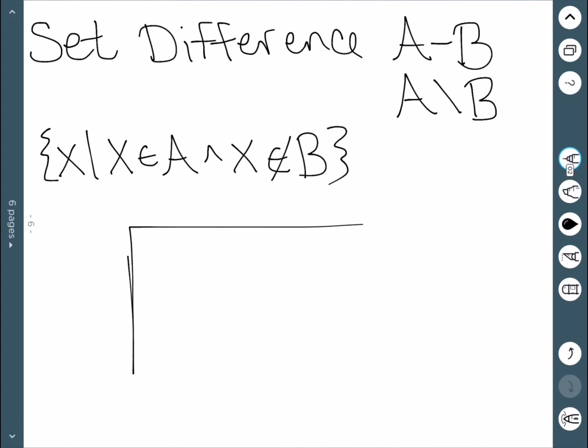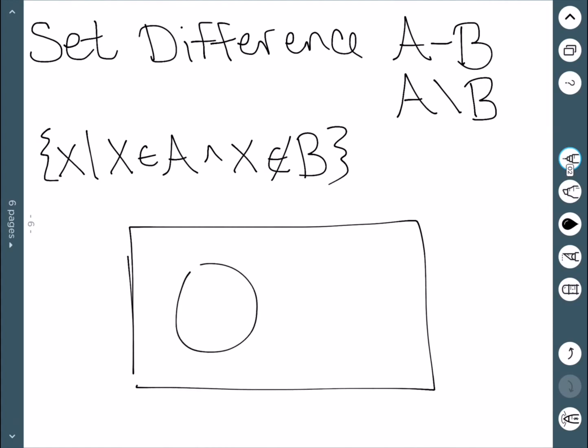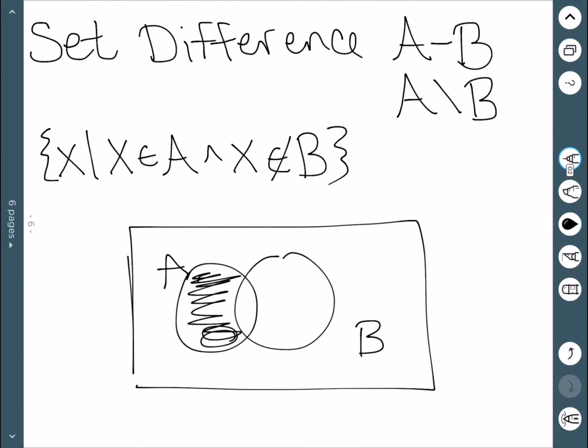If I want to draw the Venn diagram, I'll have my set A and my set B, and this is all the things in A that are not a part of B. So it's everything that's not joined together.